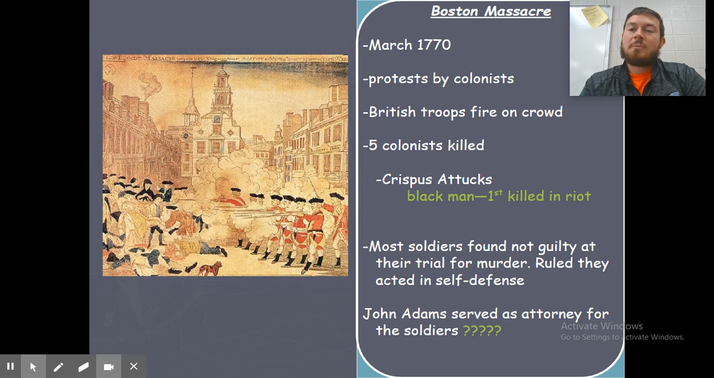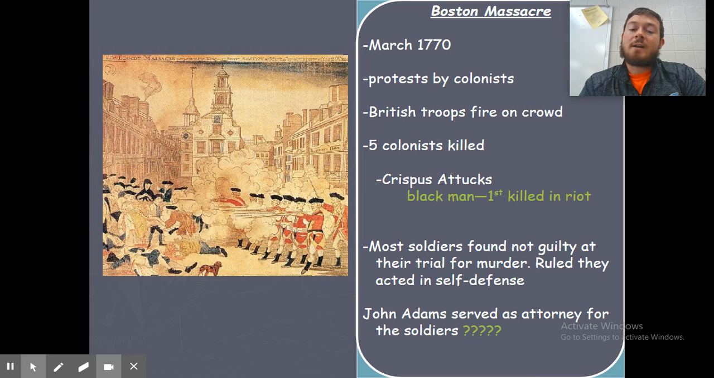So this leads to the Boston Massacre. So in March of 1770, protest by colonists kind of gets out of hand. British troops fire on the crowd. 5 colonists are killed. The first of which to die is Crispus Attucks, and he was a black man, and he was the first person to give his life for liberty in America.